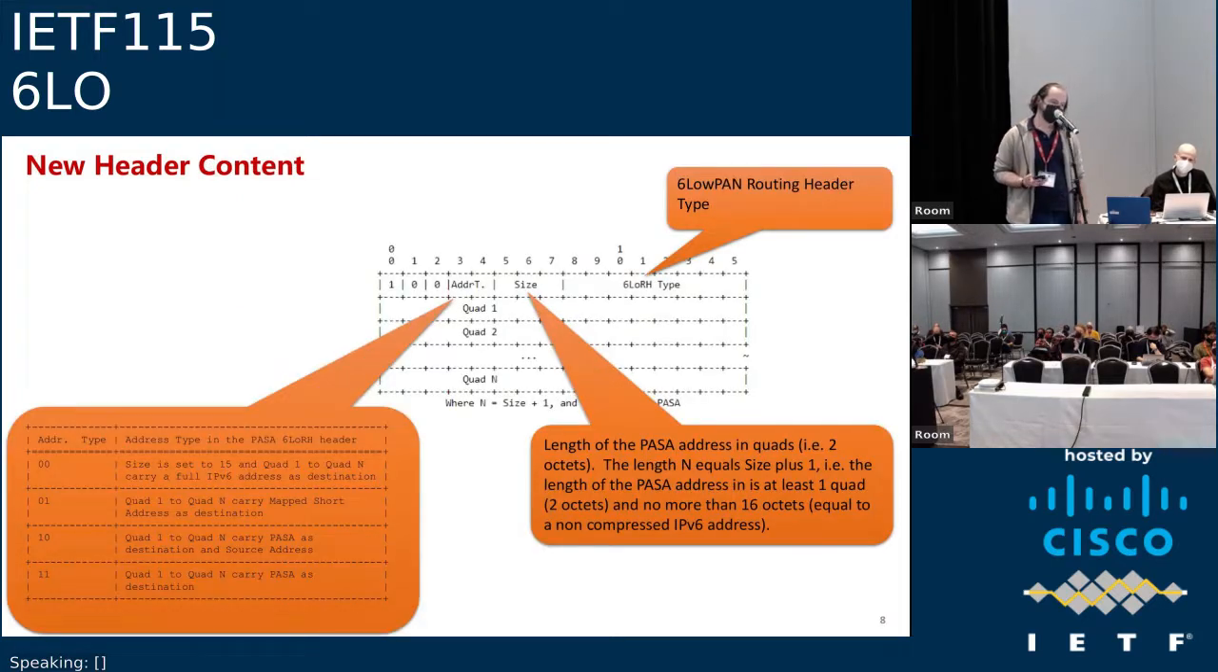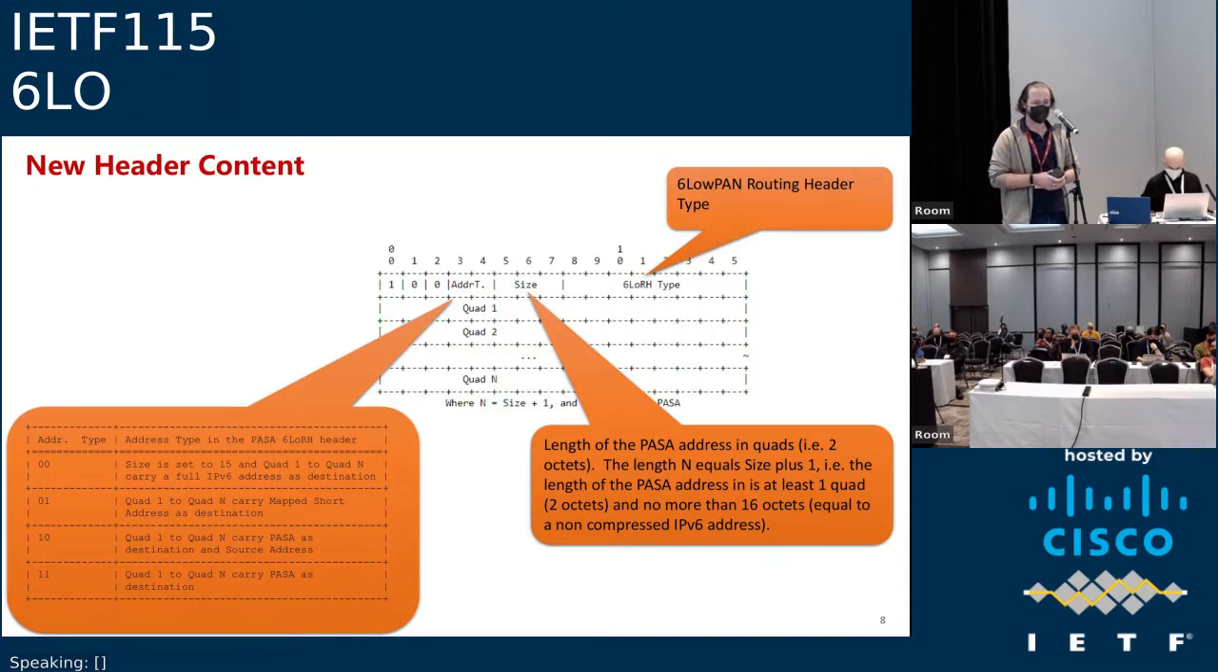What we do, once you build what we call the PASA RH header, is, well, the format is pretty simple. You have the type that allows you to understand which kind of routing header you are using. Then we have 2 bits that allow us to understand what kind of address you have in this header, the size of the address, and then we have a set of quads. Quads are just 2 octets, a couple of octets, like when we cut the IPv6 addresses with the colons, right?